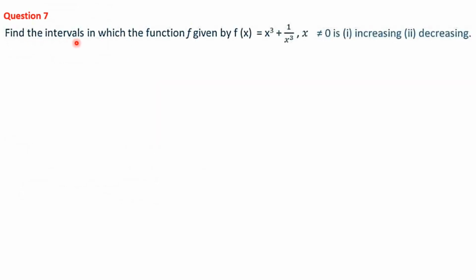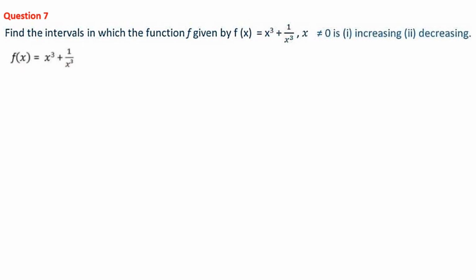Next we shall discuss question number 7. Find the intervals in which the function f given by f of x is equal to x cube plus 1 by x cube, x not equal to 0, is increasing, and second, decreasing. The function is given to us: f of x equal to x cube plus 1 by x cube.